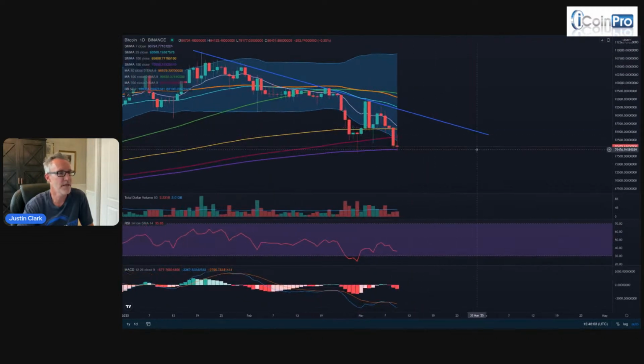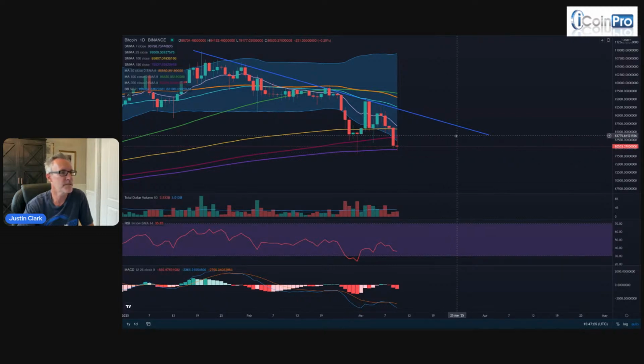So let's just talk about possibilities here. Listen, we got to stay above this purple moving average. It's the SMMA 150, smooth moving average 150. If we lose 78,000 right now, it probably could be pretty bad, I should say. Pretty good for us, but pretty bad for the rest of the market.